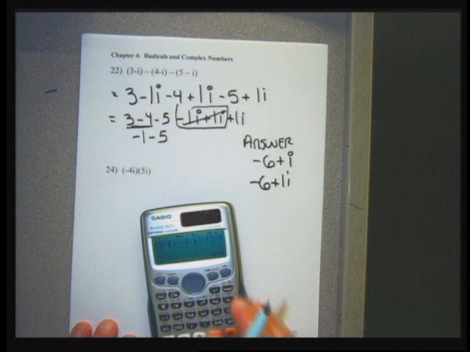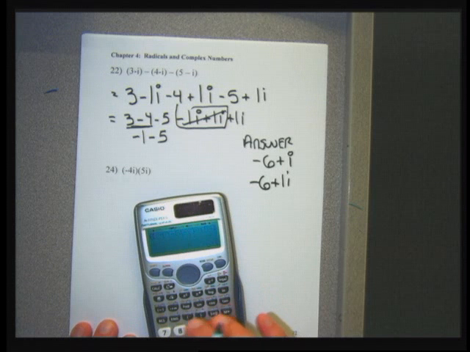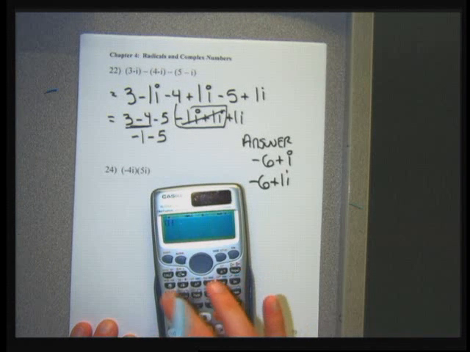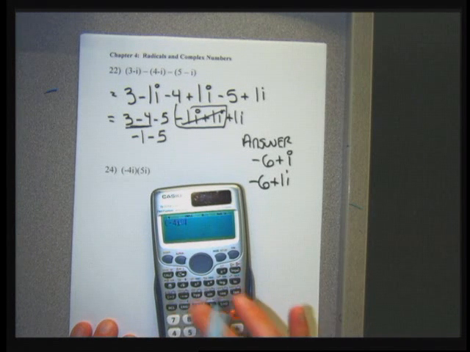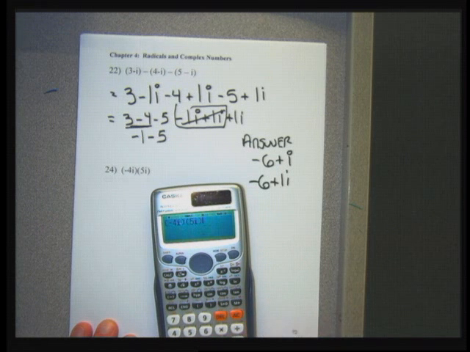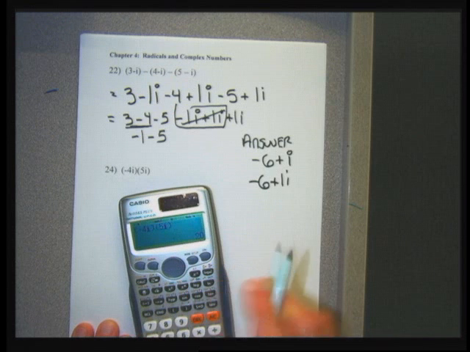Get the answer for 24 first. 24 is negative 4i times 5i, and the answer is supposed to be just positive 20.